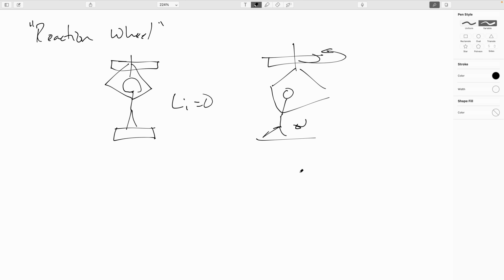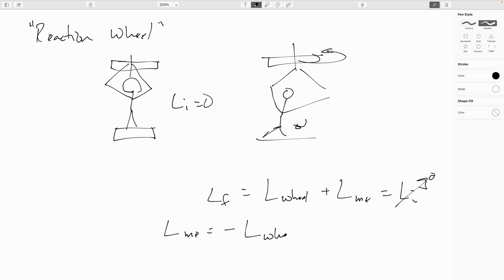But the thing is, the initial angular momentum is 0, and so the final has to be as well. So the final angular momentum has to be the angular momentum of the wheel plus the angular momentum of me. And that has to be equal to the initial angular momentum, which was 0. So that means the angular momentum of me is the negative of the angular momentum of the wheel, which makes sense because the wheel's spinning one way, I'm spinning the other way.